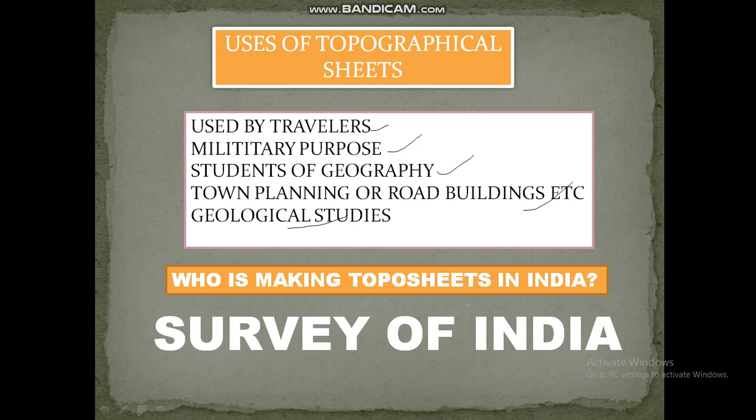So who prepares topographical sheets in India? Topographical sheets in India are prepared by the Survey of India, an agency which was originally based in Kolkata. Afterward it was shifted to New Delhi. So now the headquarters of the Survey of India is in New Delhi.